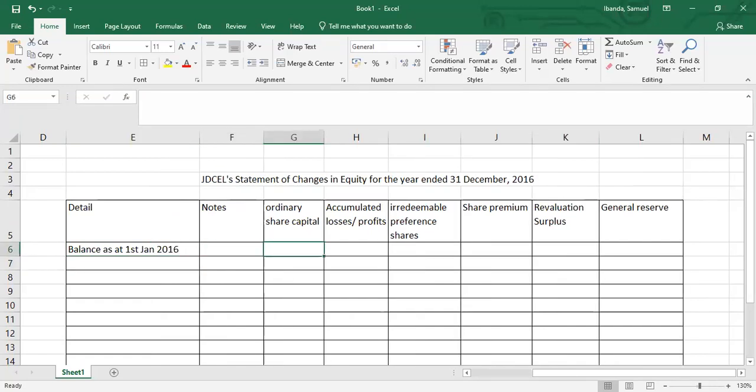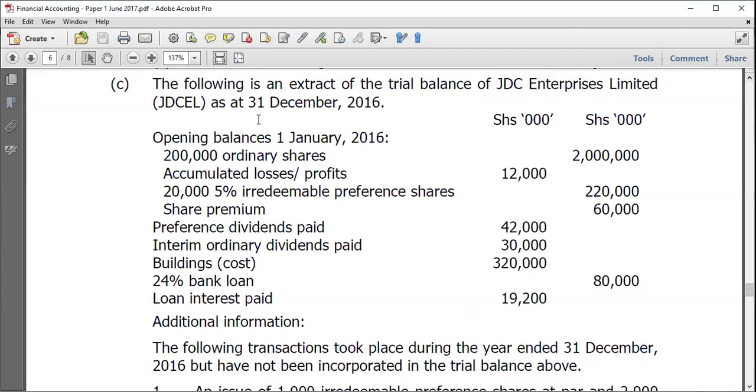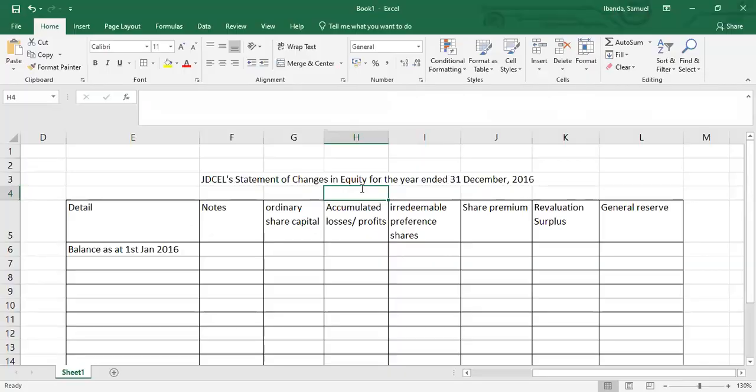So how I'll get the balance is I'll just come to the information I've been given. Remember they told me that this is the opening balance. So I'll have the share capital is 2 million. Since they are thousands, I'll just put a heading here and say these amounts are in UGX thousands. So I'll have ordinary share capital, and here I'll put the 2 million.